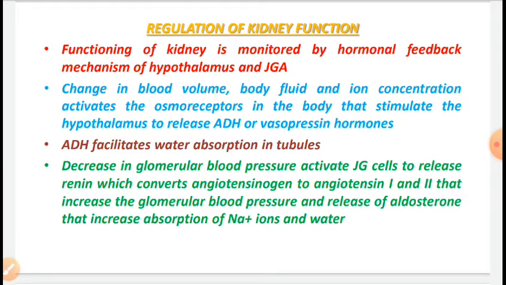Now, regulation of kidney function. Now we know very well about the human kidney, its structure, its function, its unit, the nephron, arrangement within the nephron, and function of different parts of the nephron. The functioning of the kidney is efficiently monitored and regulated by a hormonal feedback mechanism involving the hypothalamus, JGA, and to a certain extent the heart.